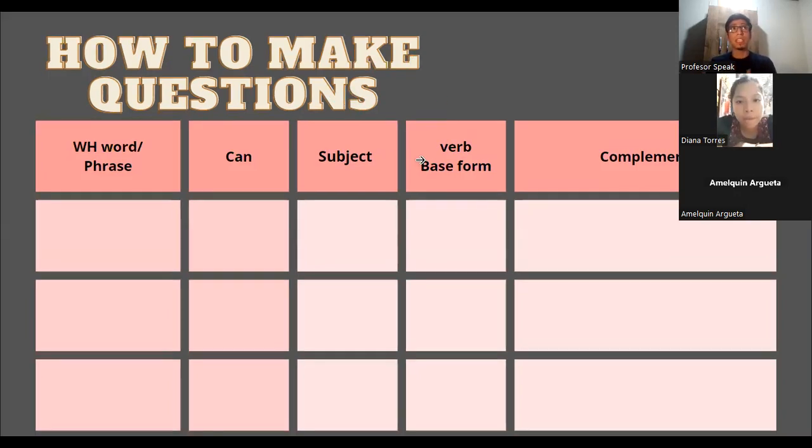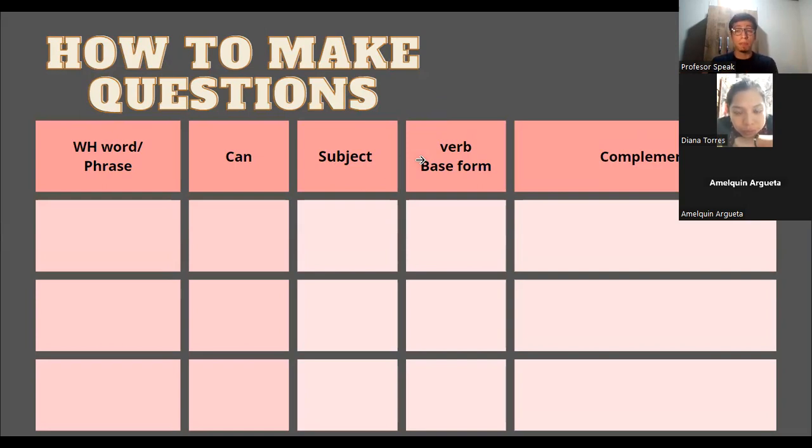What is a verb in the base form? Que no cambia de forma. Exactly. Go, go all the time. No goes, no going, only go. That is the base form.